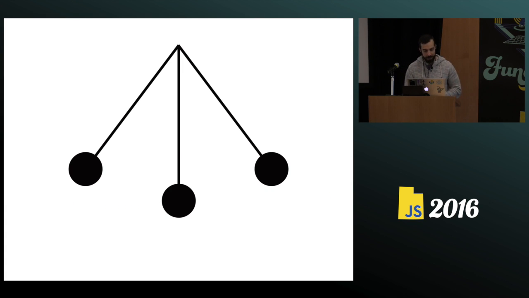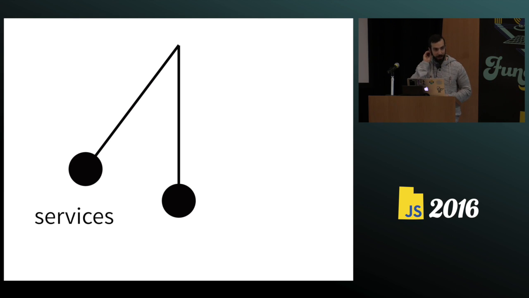There's this kind of idea of pendulums where things swing from one side to the other. And I think this shows up in a lot of different places. I made this, that's why it's ugly. Here's an example of a pendulum. We've got services and monoliths.